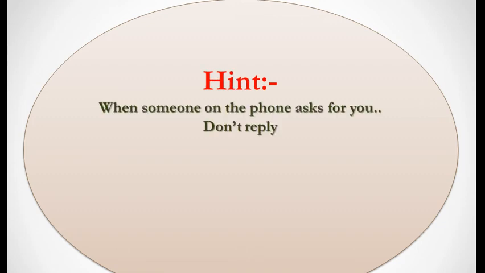Okay, I have a hint over here. It's just a hint for you. You have to think: when someone on your phone asks for you, don't reply and say, this is I. It's wrong. For example, the mobile or the phone is ringing, and you are picking up. Whoever is asking about you, don't say, this is I. No, you have to say something else. Say, this is she, or this is he. Okay? Just a hint for you.